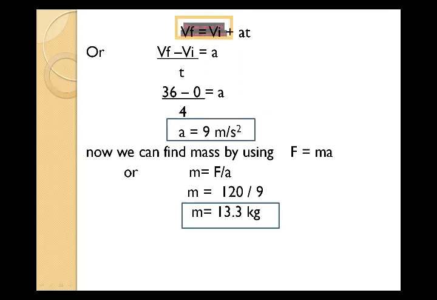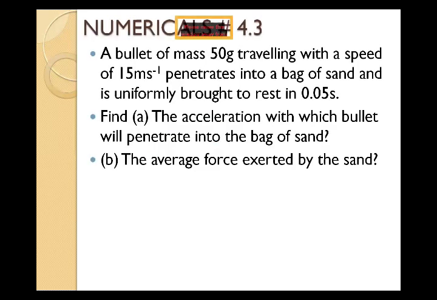Next we are moving toward the next numerical. Now, the second numerical is numerical number 4.3. A bullet of mass 50 gram traveling with a speed of 15 meter per second penetrates into a bag of sand and is uniformly brought to rest in 0.05 second. Now, uniformly brought to rest, what does it mean? It means that its final velocity becomes 0.